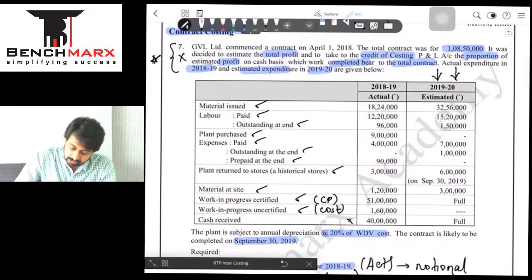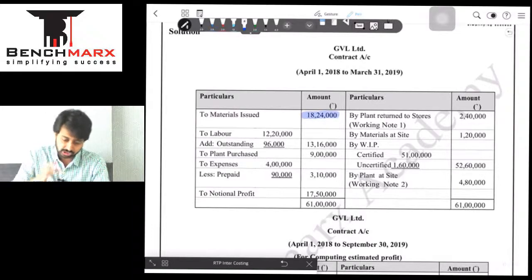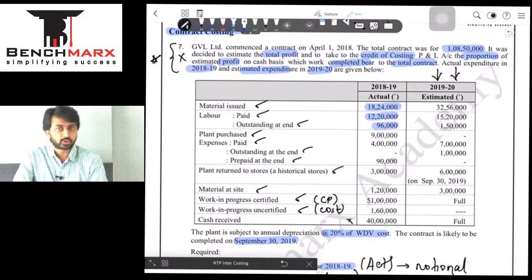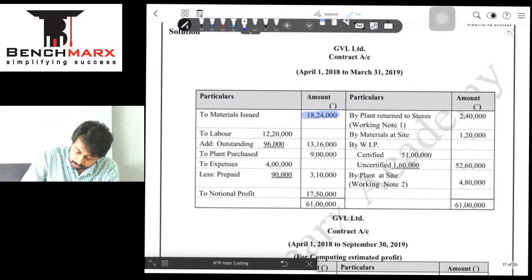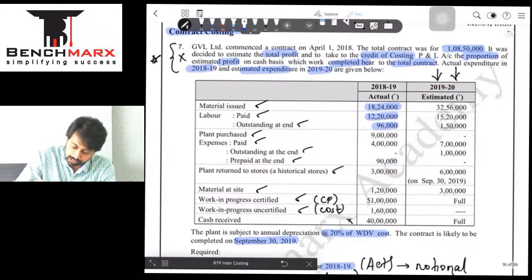I can see materials is 1824. Now let's go step by step. 1824 materials. One effect is here, which means in the contract it will go to the debit side as materials issued. Theek hai. Then we have labor. So I will add 1220 plus 96, because outstanding is also a cost even though it is not paid. So 1220 plus 96 goes to the contract account debit side. Theek hai. Then we have plant purchase. Plant purchase is 9 lakhs.